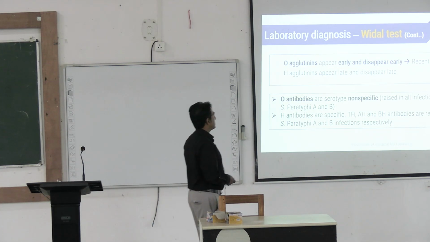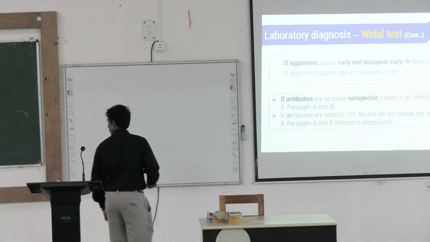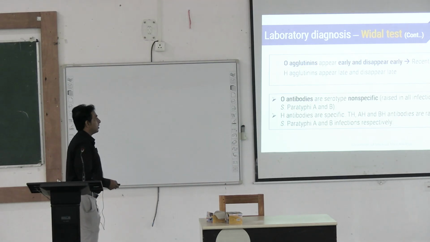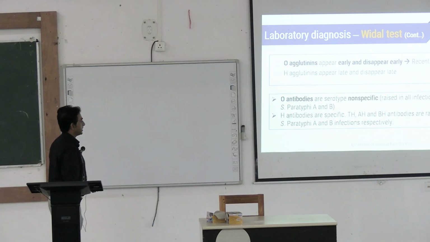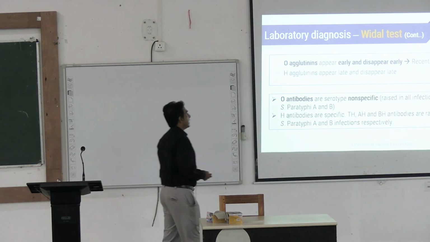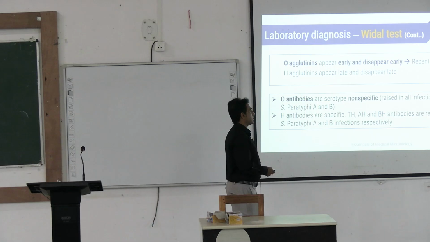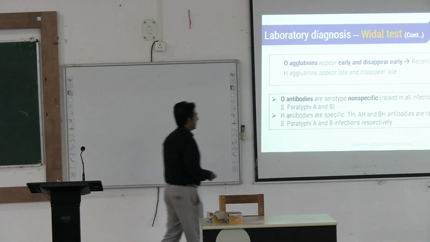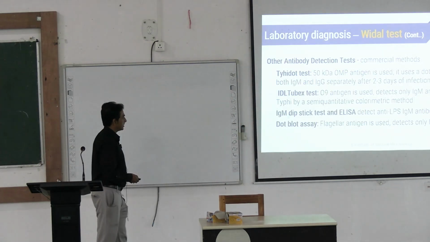The O antibodies are serotype non-specific. They are raised in all infections like typhi, paratyphi A and B. H antibodies are specific. TH, AH and BH antibodies are raised in typhi, paratyphi A and B infections respectively.